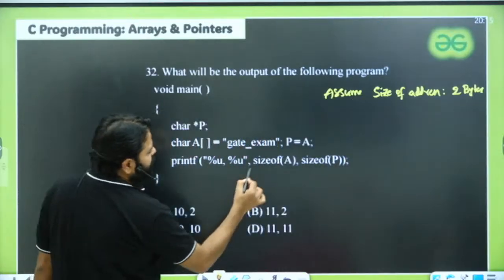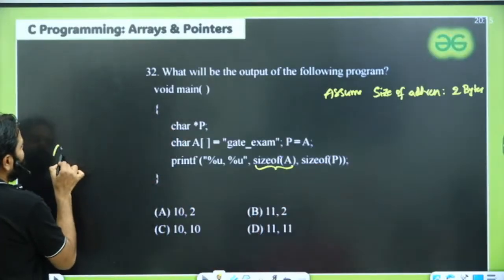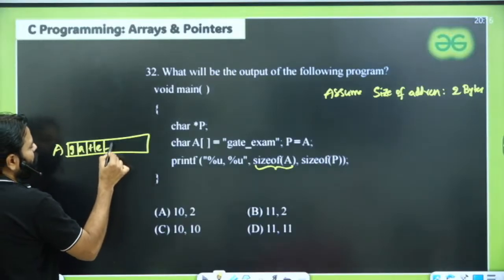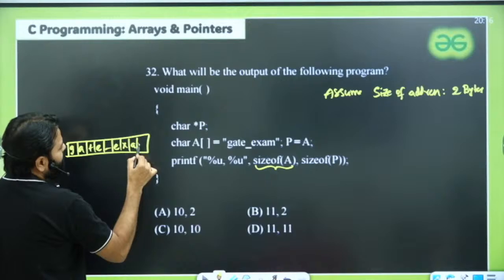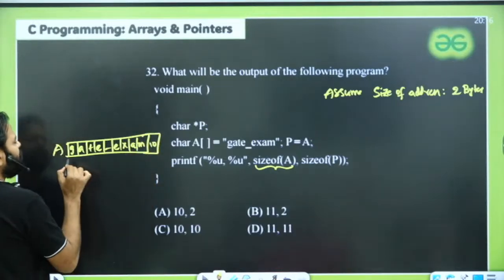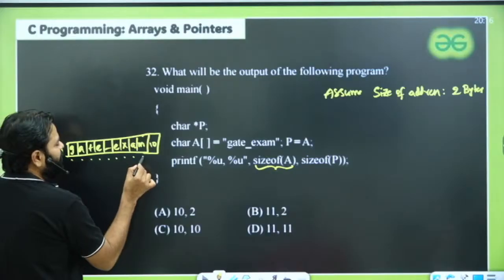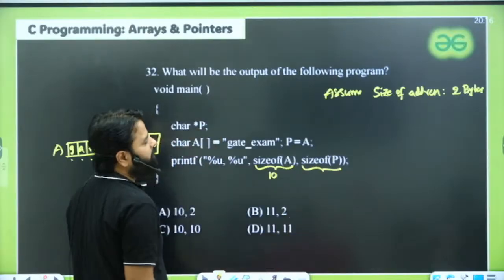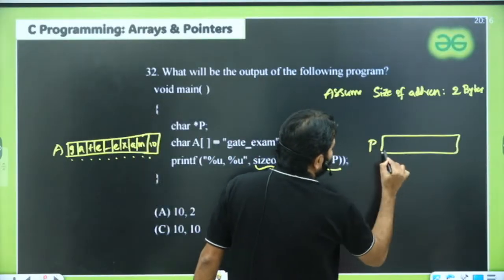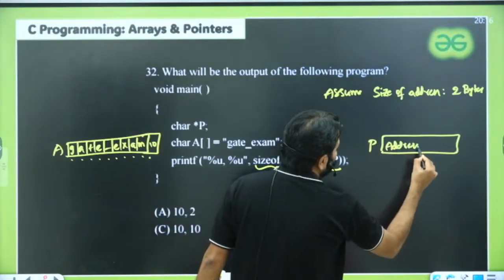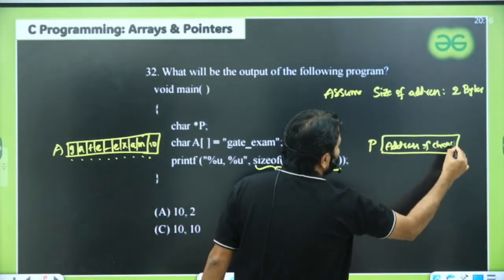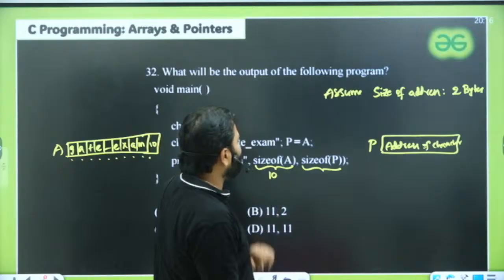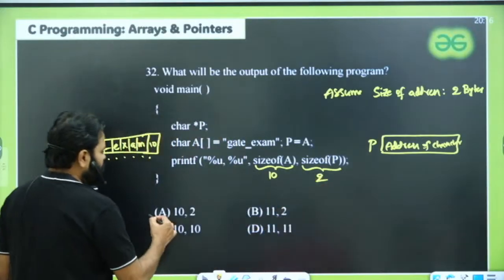Now, the first one, size of A. What is A occupying? A occupies G, A, T, E underscore E, X, A, M and also the null character. How many bytes? 1, 2, 3, 4, 5, 6, 7, 8, 9, 10. So 10 bytes, so 10 returns. And P holds the address of a character, right? P holds the address of a character. And address in a system is mostly 8 bytes that you see today, but I assumed it's 2 bytes, then only can you answer it. This is 2. Okay, so option A.